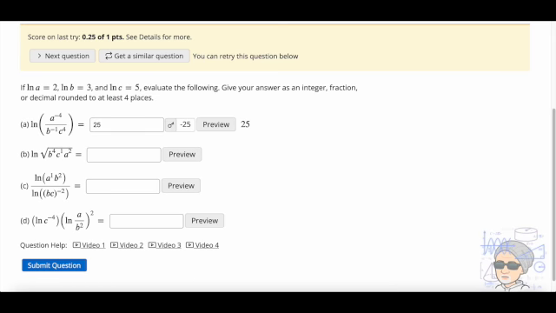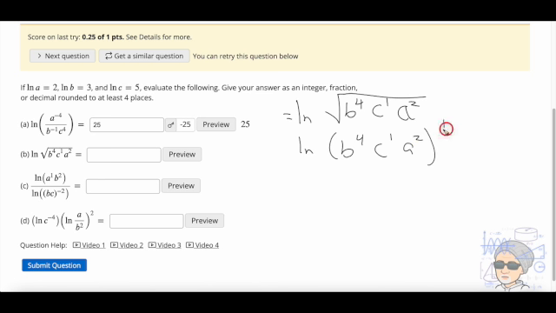This is correct. Now, the same thing is going to happen here. We're going to have to use the idea that the square root sign and the exponent of 1/2 are in fact the same thing to solve this problem. So we're going to write the ln of this whole mess here, and rewrite it, because we know that is the same thing as the ln of b to the fourth, c to the first, a squared to the 1/2 power. And that's going to be much easier.